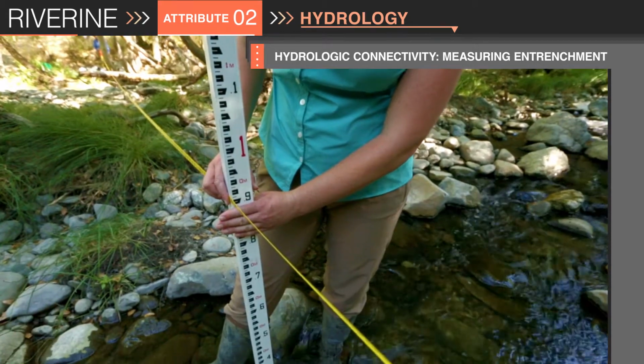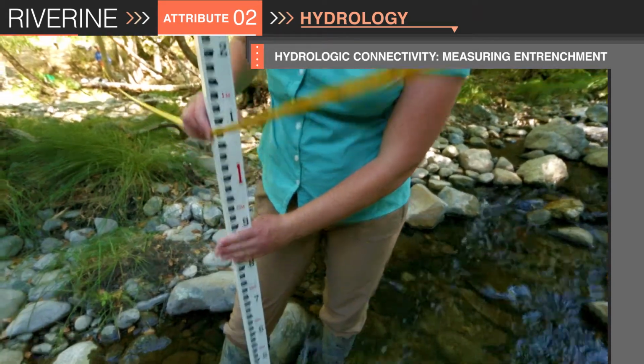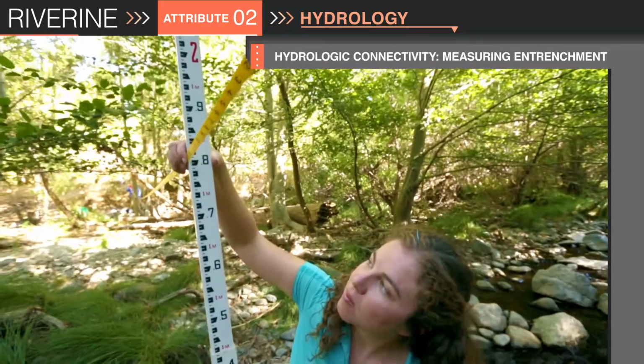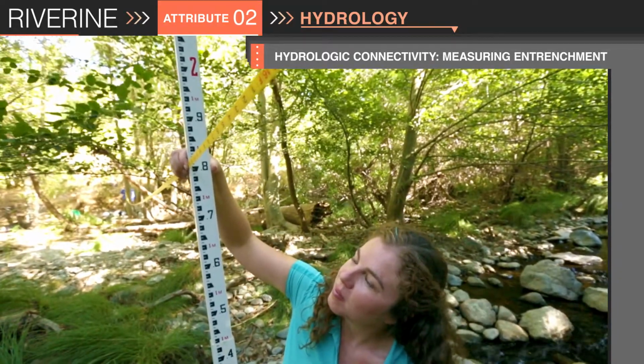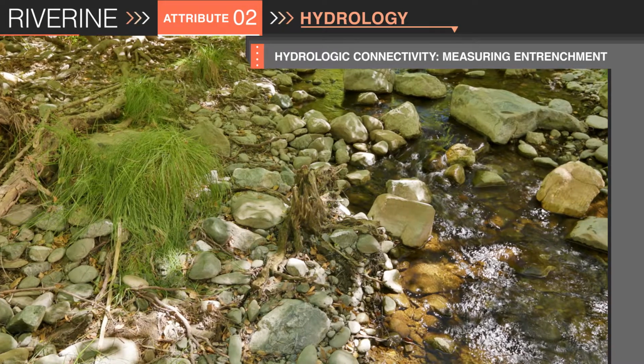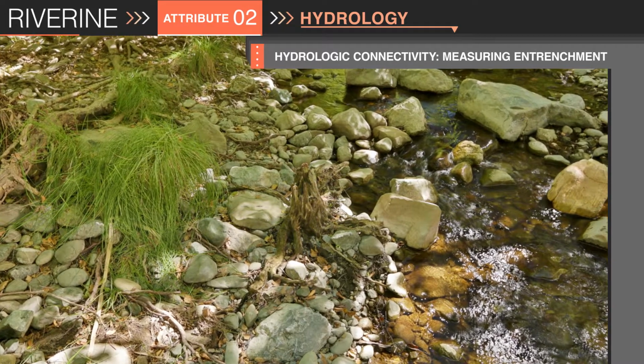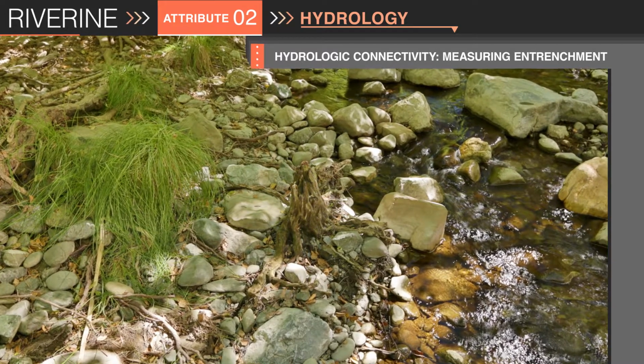Once you get your bankfull height, double it to get your flood-prone height. Then re-extend your meter tape to get your flood-prone width. The ratio of the flood-prone width divided by the bankfull width gets your entrenchment ratio.